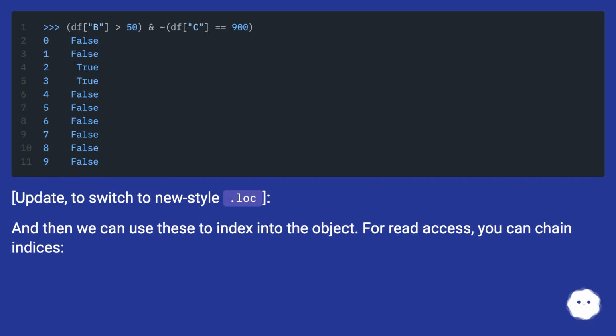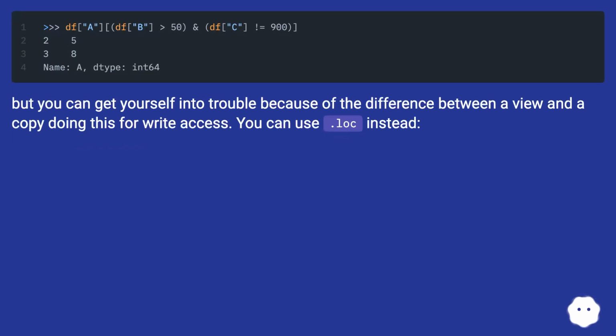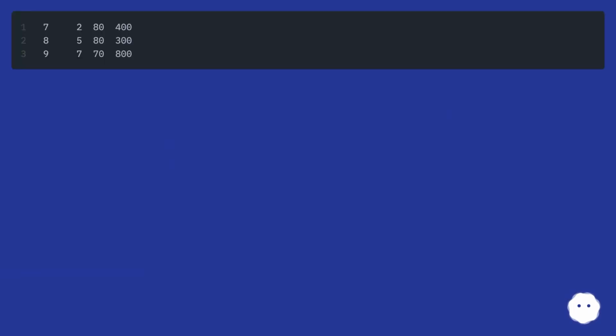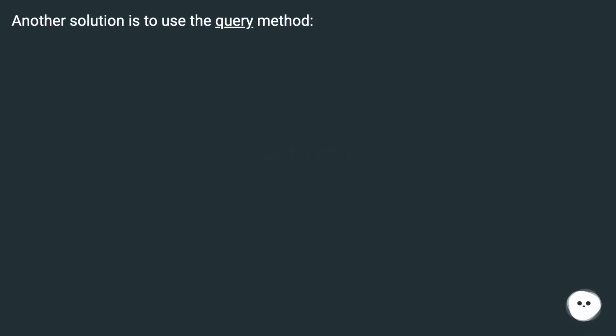For read access, you can chain indices. But you can get yourself into trouble because of the difference between a view and a copy doing this for write access. You can use .loc instead. Another solution is to use the query method.